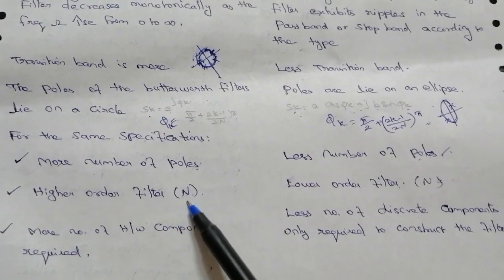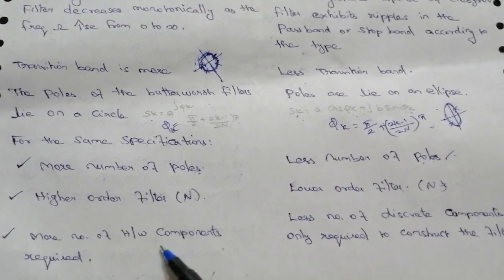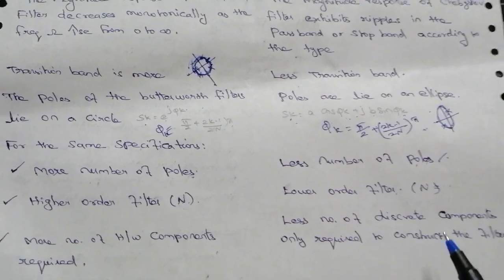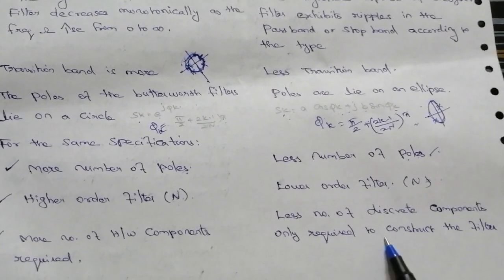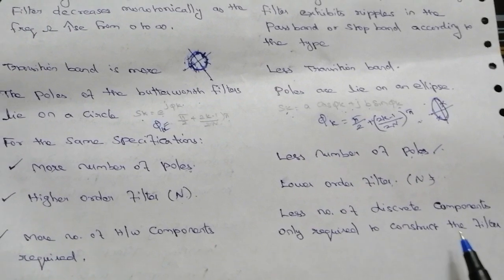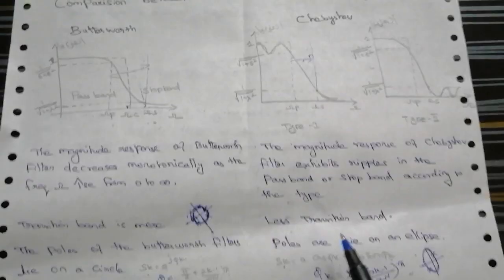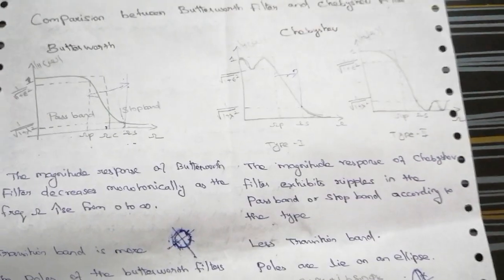So n being higher means it requires more hardware to construct a filter, right? In the Chebyshev filter, it requires only fewer discrete components to construct a filter. So these are the basic comparisons between the analog low-pass Butterworth filter and the Chebyshev filter, right?